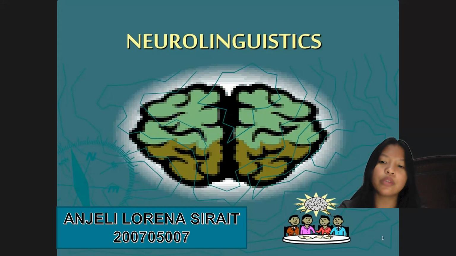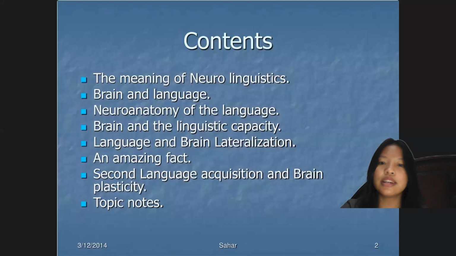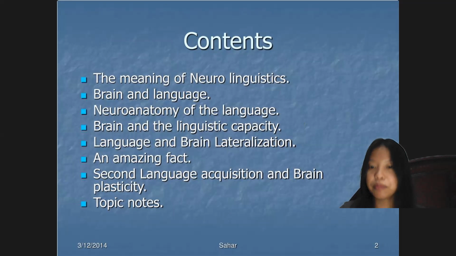20070507. And now I would like to explain about neurolinguistics to complete my assignment in Introduction to Linguistics. These are the contents that I will describe. The first is the meaning of neurolinguistics, brain and language, neuroautonomy of the language, brain and the linguistic capacity, language and brain lateralization, an amazing fact or example, second language acquisition and brain plasticity, and the last is topic notes.